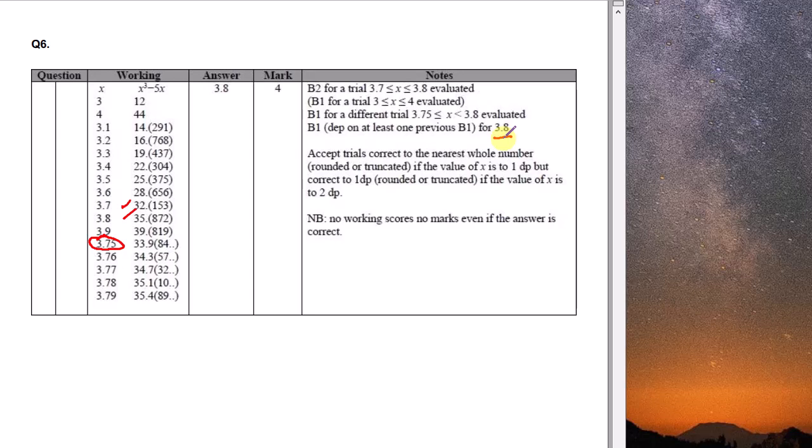No working scores, no marks given if the answer is correct. So you must show these values. These are the critical ones, that one, and that one. They must be seen. I would always recommend showing that one as well, but it's not absolutely necessary.